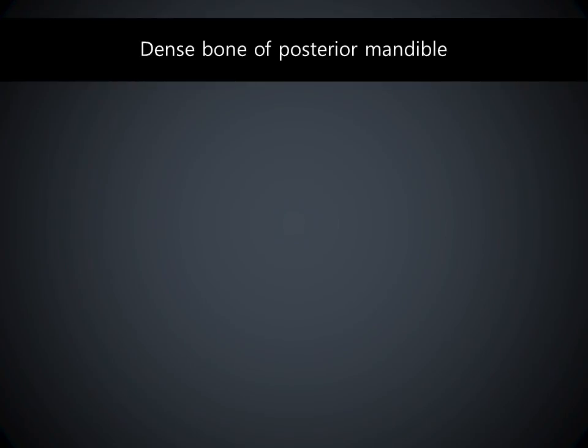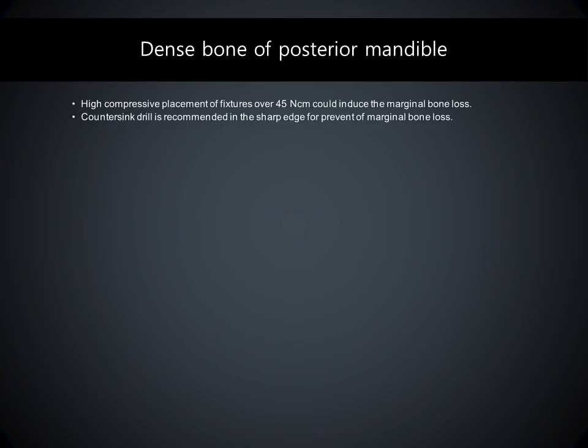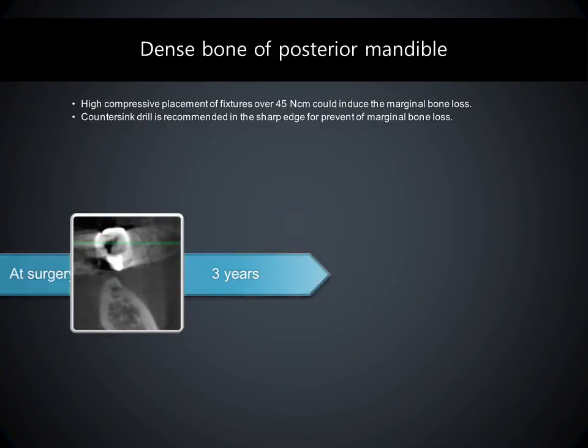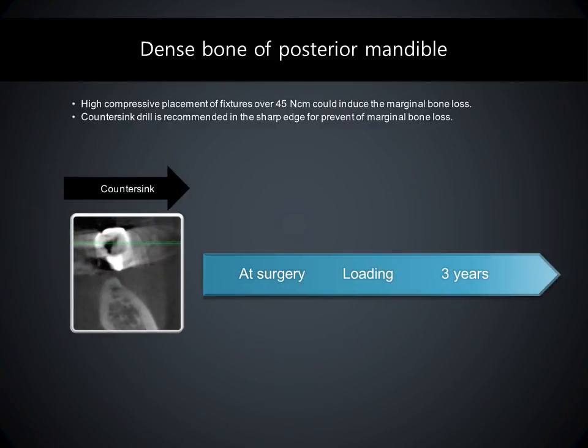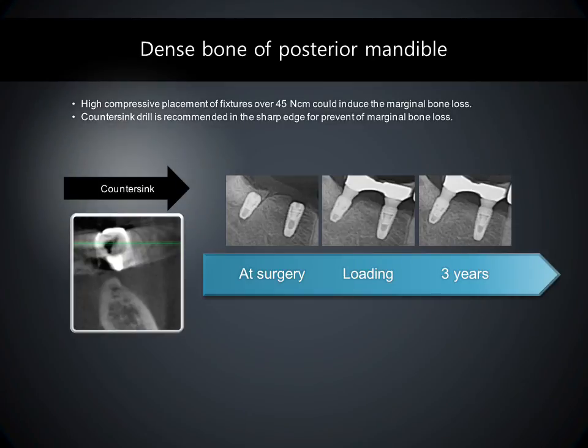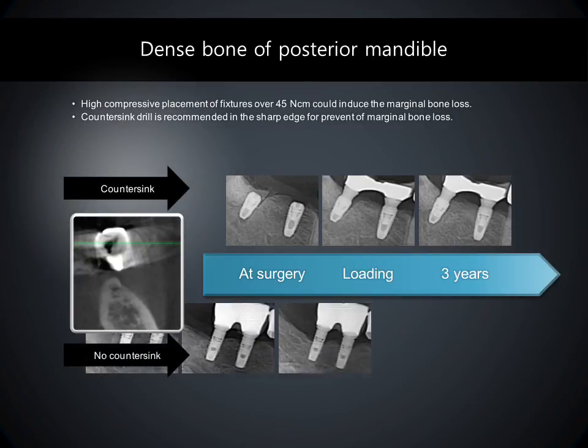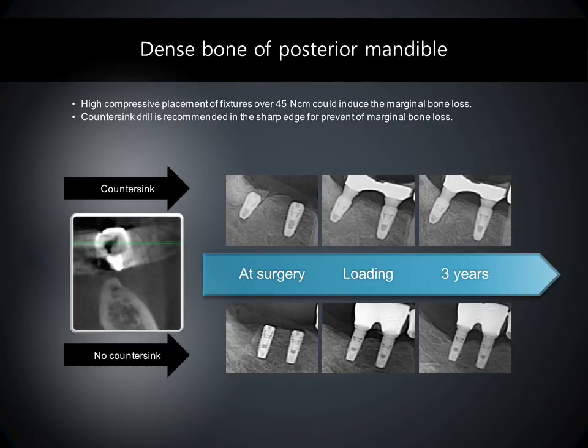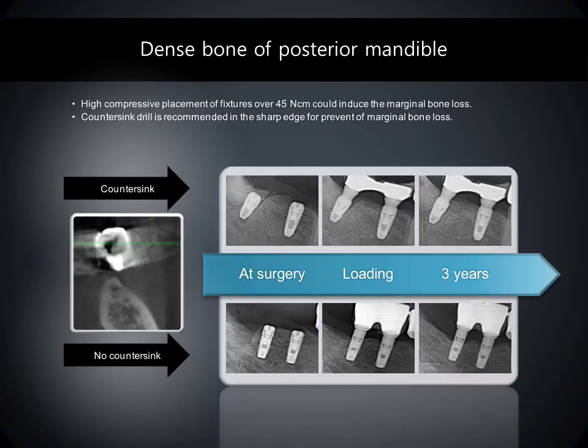In the dense bone of the mandible, high compressive placement of a fixture over 45 Nm could induce marginal bone loss. A countersink drill is recommended at the sharp edge to prevent marginal bone loss. During the healing period, the compressed marginal bone is rapidly lost without the use of a countersink drill.